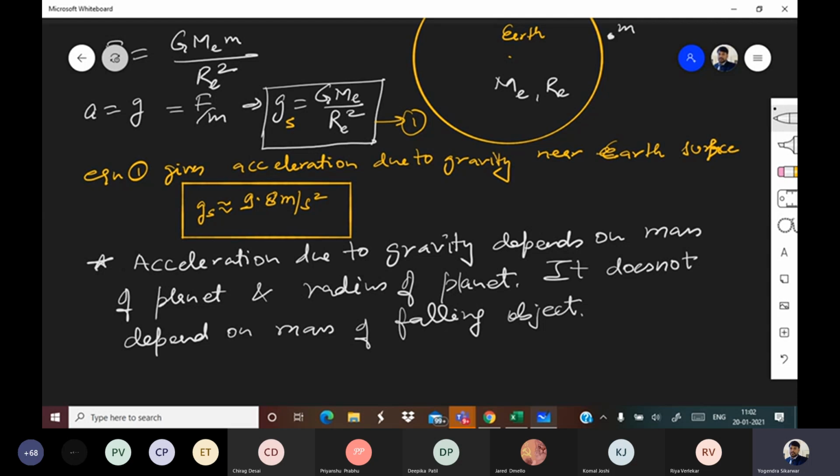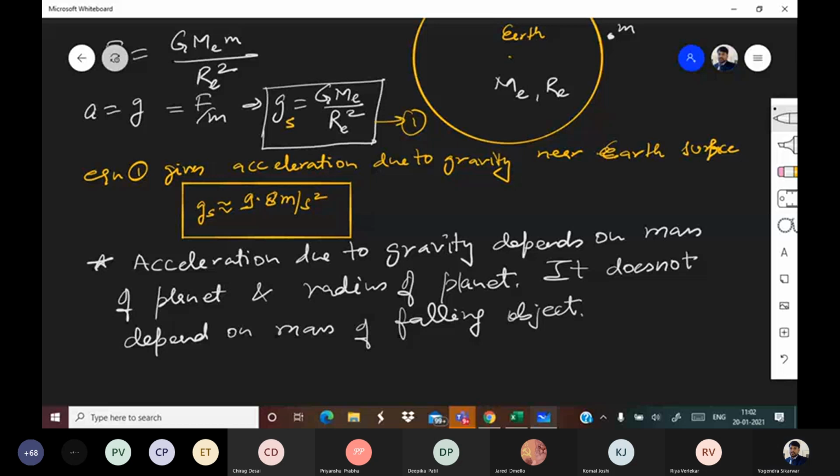Acceleration due to gravity does not depend on mass of falling object. What does it mean? That means if you drop your mobile, or if you drop your pen, or if you get dropped yourself, acceleration due to gravity in all three cases will be the same. Whether the object is heavy or light, it is immaterial. Acceleration will be the same for all the objects. All right, good.